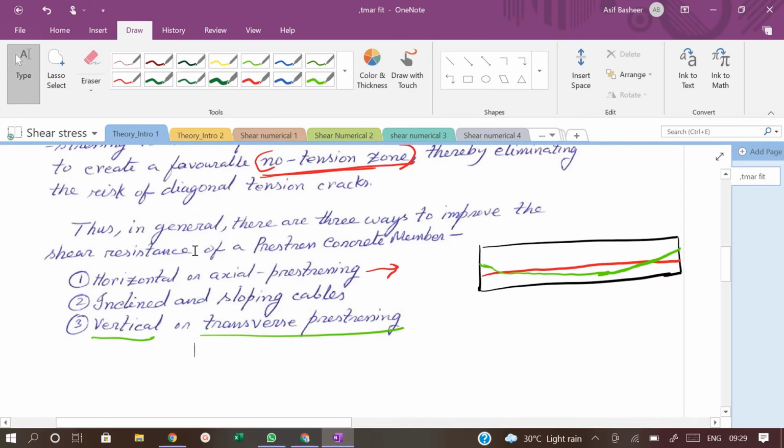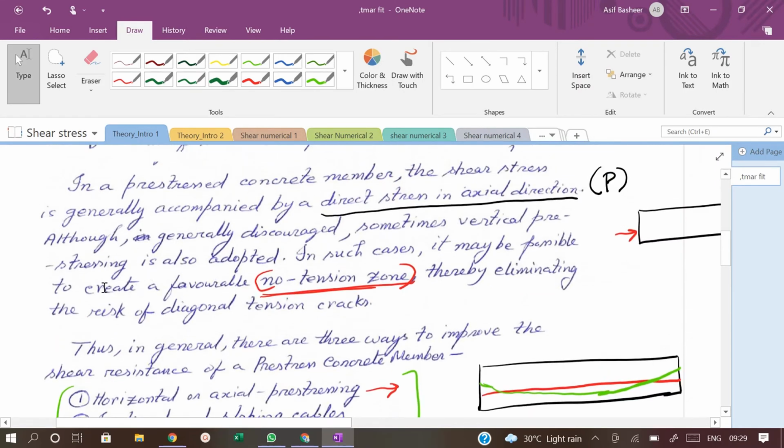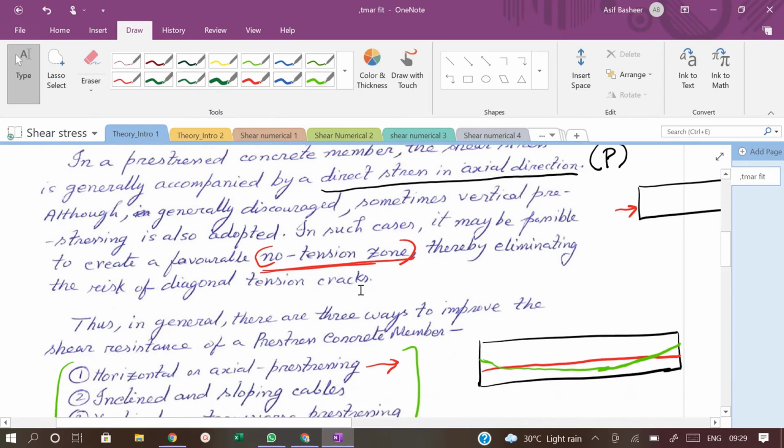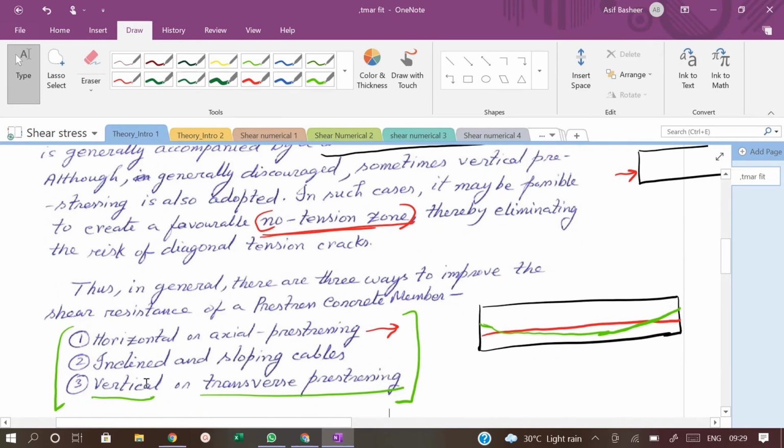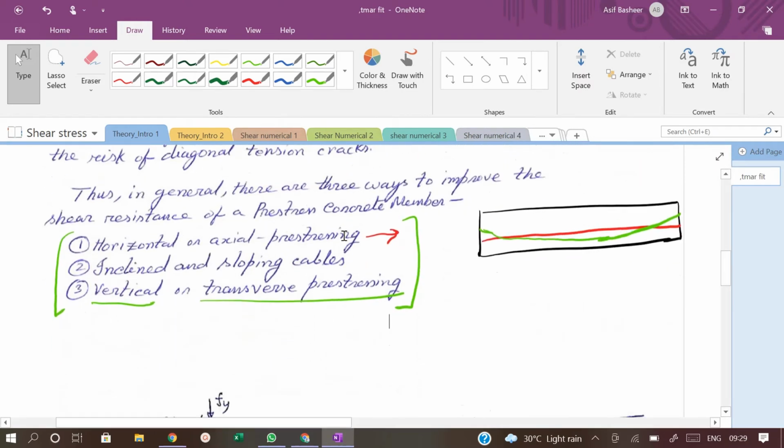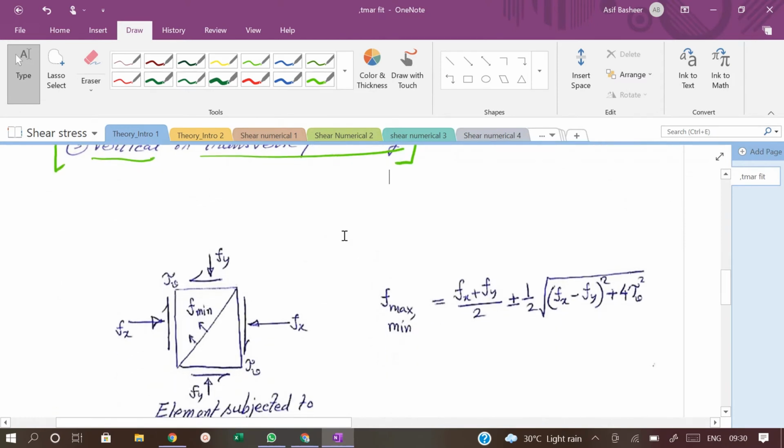So these three things you'll understand very clearly, as well as by introducing a vertical pre-stressing, no tension zone is there. These 4 things, 1, 2, 3 and 4, you'll understand more once you solve a numerical. That will do it soon. So now comes your basics of your principal stress, principal plane concept.